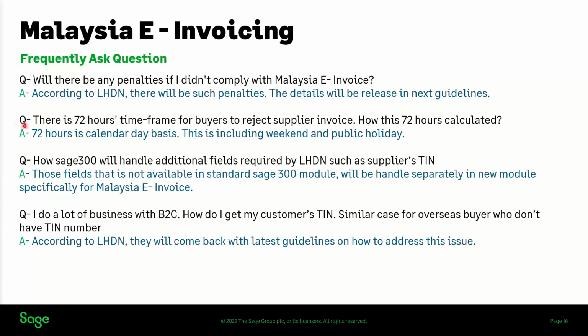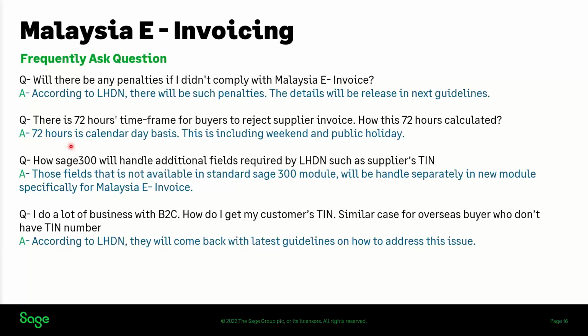Okay, there is a 72 hours time frame for buyers to reject a supplier invoice. How is this 72 hours calculated? You have seen in the previous slide that for your buyer to reject or cancel your invoice, they have a 72 hours time frame to do that. This 72 hours is on a calendar day basis, meaning that it includes weekends and public holidays.